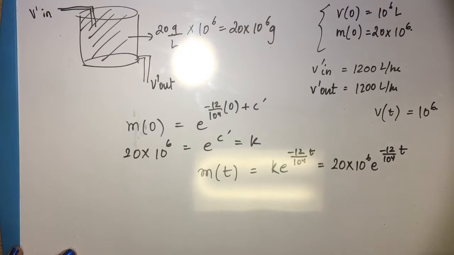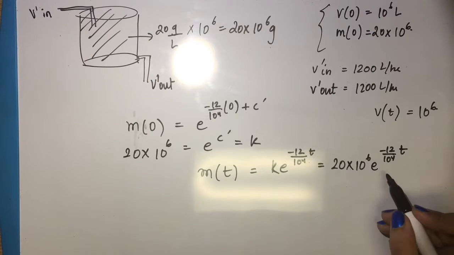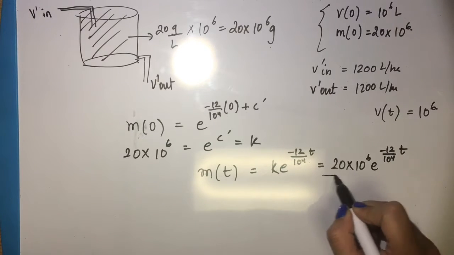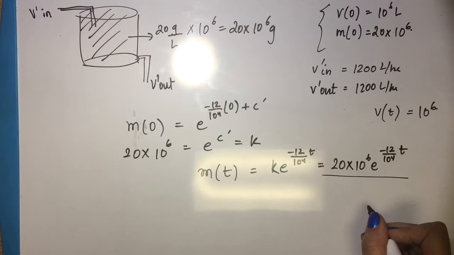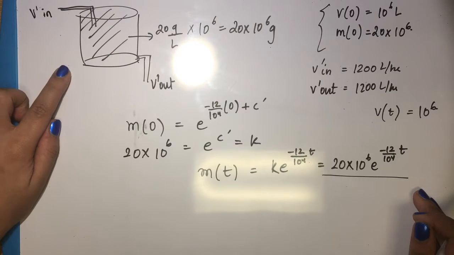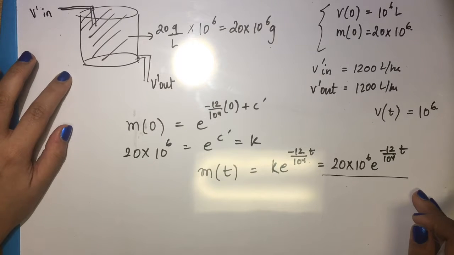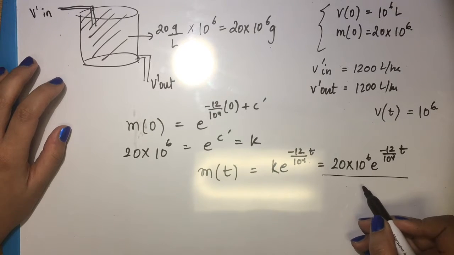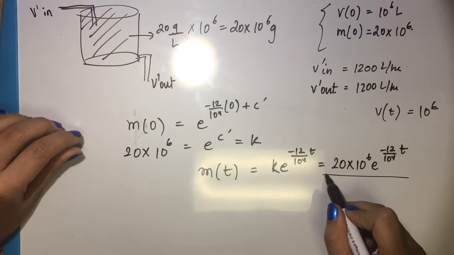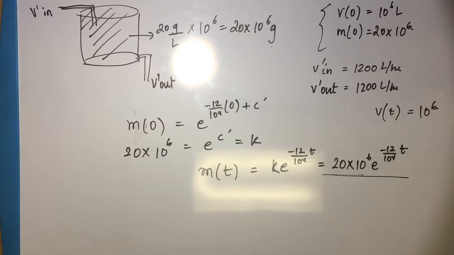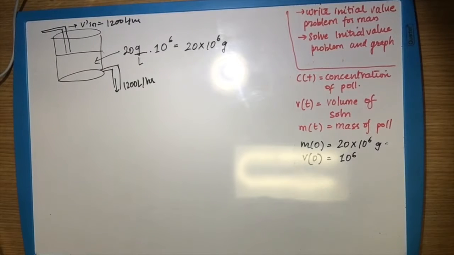is that. And this makes sense because we would expect the amount of pollutants to start tending to zero as time goes on, because only pure water is entering the tank and there are no pollutants entering the tank. There's only pure water, and so this absolutely makes sense. And when time is equal to 0, we have the 20 times 10^6 as the mass of the pollutants that's there in the tank at that point in time. And now we can try and solve for the very last part of this question.